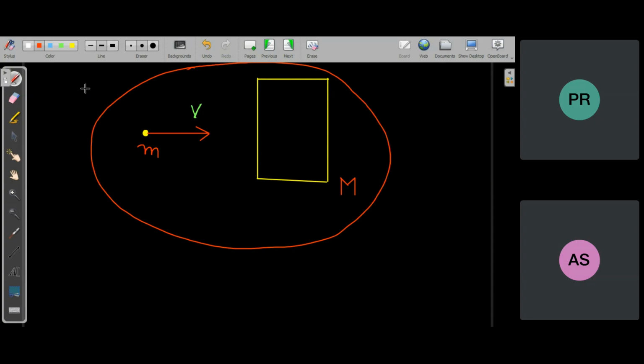Momentum means mv, mass into velocity. So I am not saying the momentum of the particle alone is conserved. I am saying the momentum of the particle plus this block system will be conserved. That cannot change, because there is no external force.